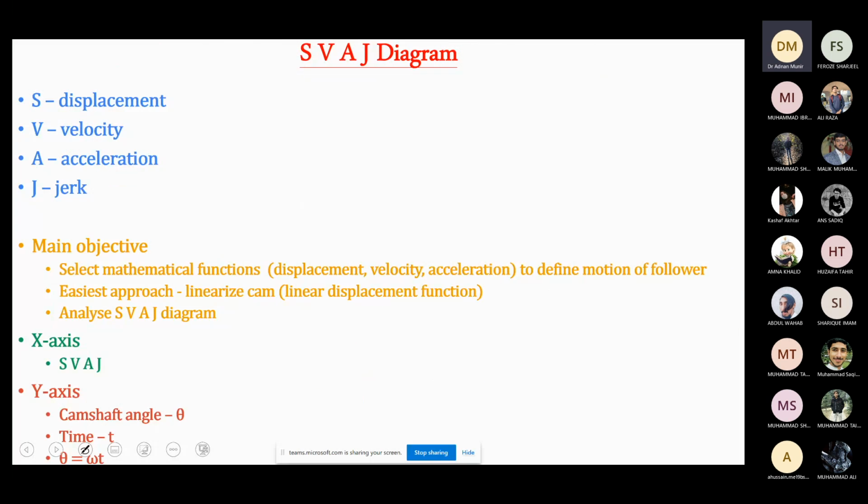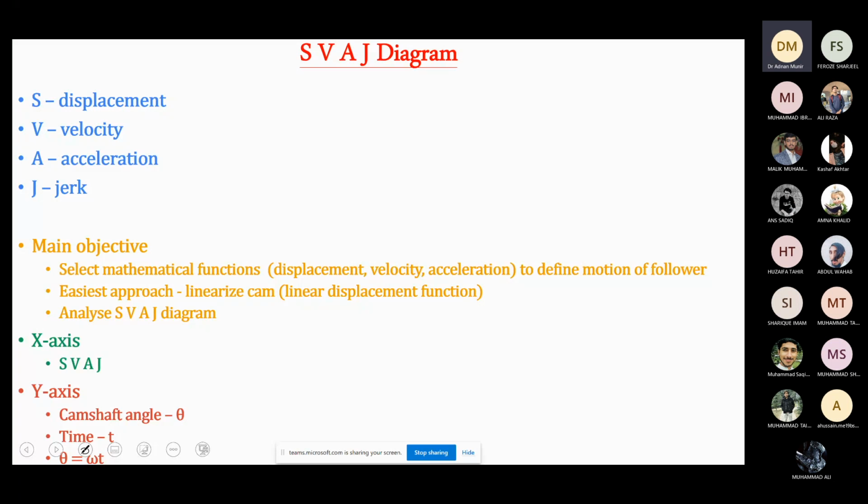Now the SVAJ diagram. I already showed you the SVAJ diagram in the last slide. SVAJ stands for S for displacement, V for velocity, A for acceleration, and J for jerk. When there is a sudden change in acceleration with respect to time, then we feel that jerk. So we define jerk as dA by dt.